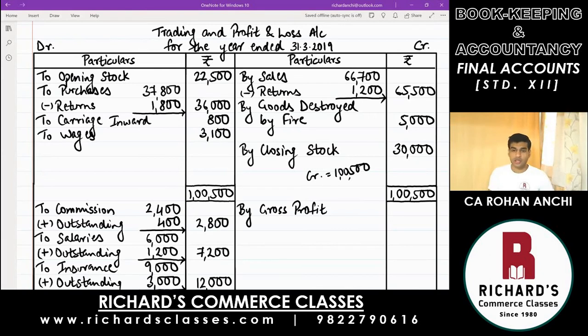These workings you do in the rough. 1,05,500 is credit side total. You also need to find out the debit side total. That is smaller. So add up those four figures and tell me how much is debit side total. 62,400. Okay. Which means debit side is less.